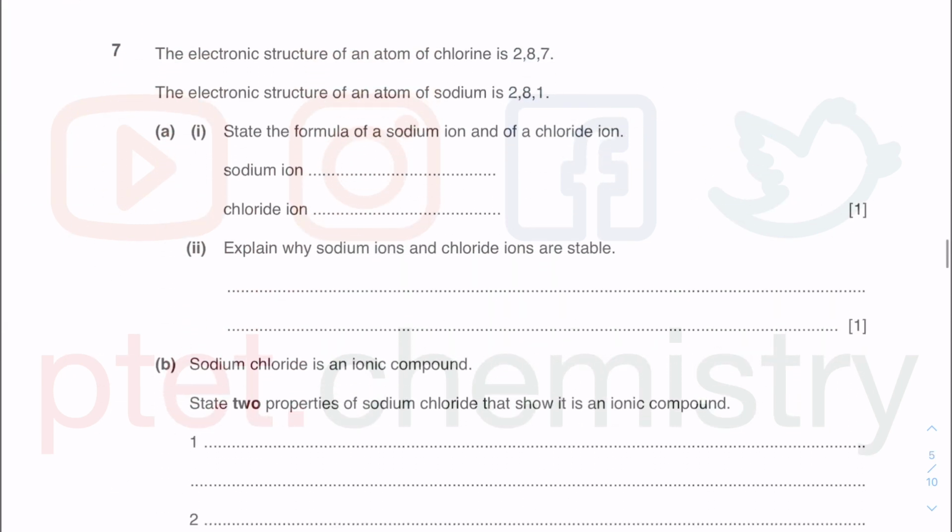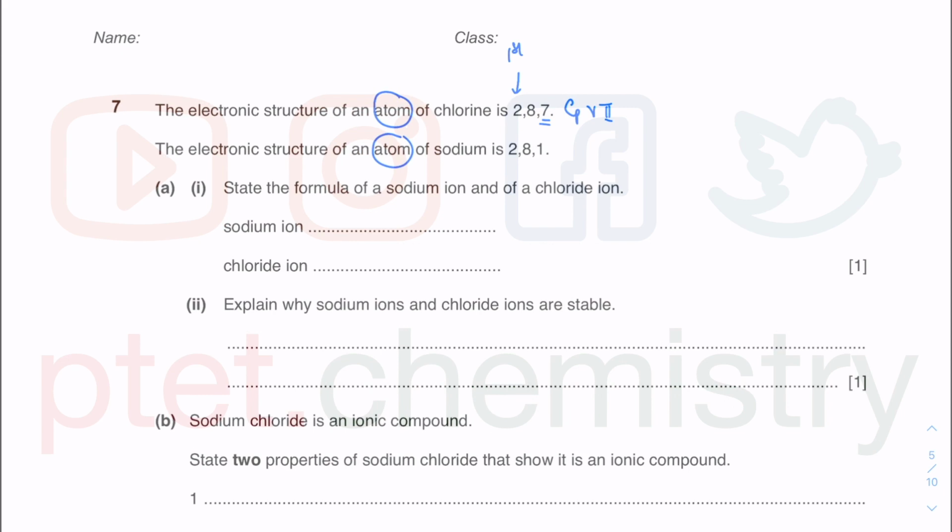Alright, so moving on to the next part of the questions, we have the electronic structure of an atom. This is an atom, and the other one is an atom. This is group 7, and it's in period 3. As we mentioned just now, this is the first shell, second shell, and third shell. So we're talking about period 3, and group 7 because the outermost shell has 7 valence electrons.